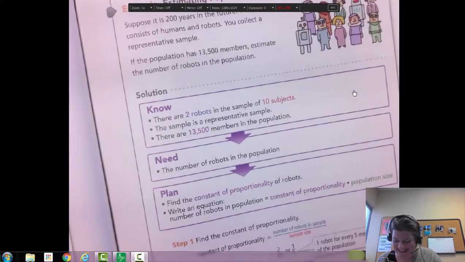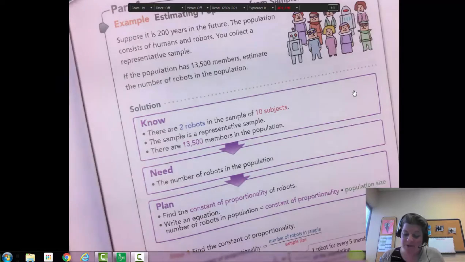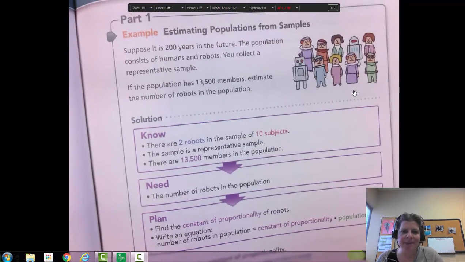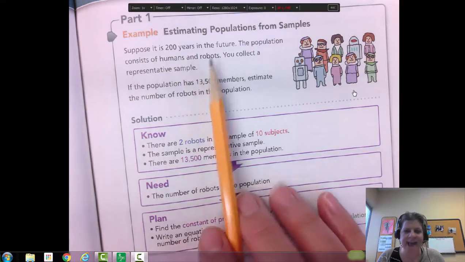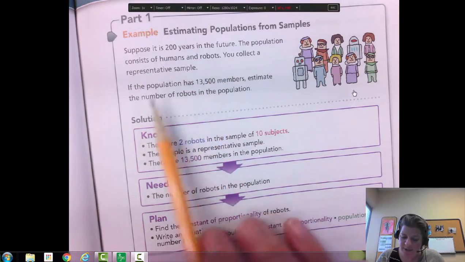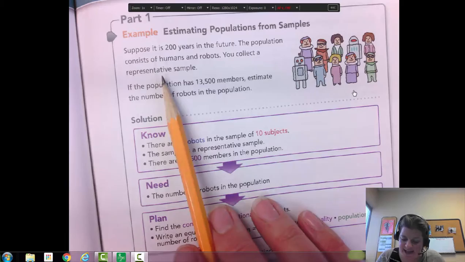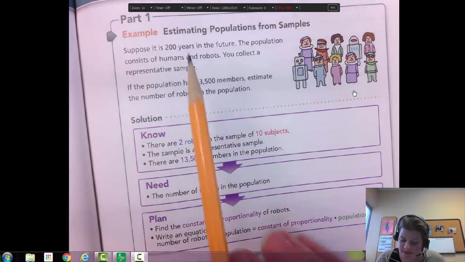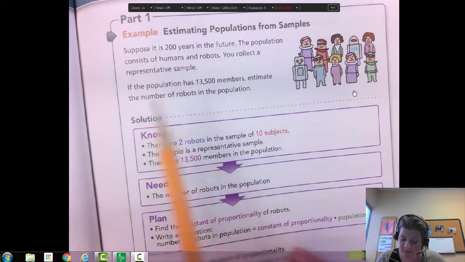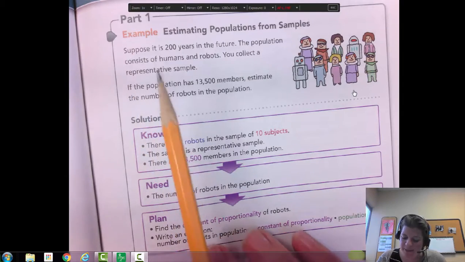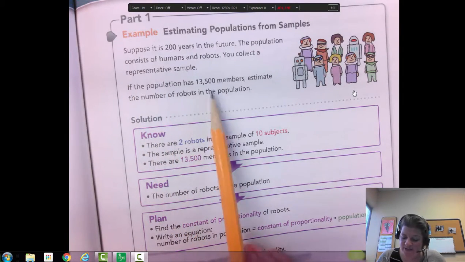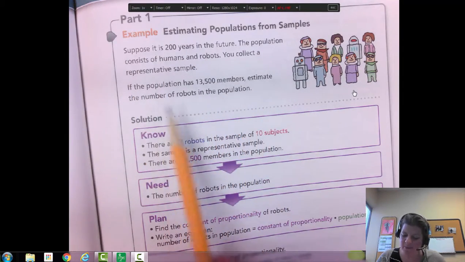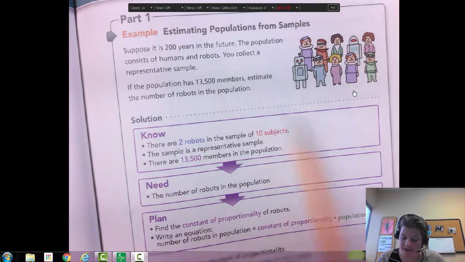Let's look at this question here. Suppose it is 200 years in the future. The population consists of humans and robots. You collect a representative sample. If the population has 13,500 members, estimate the number of robots in that population.